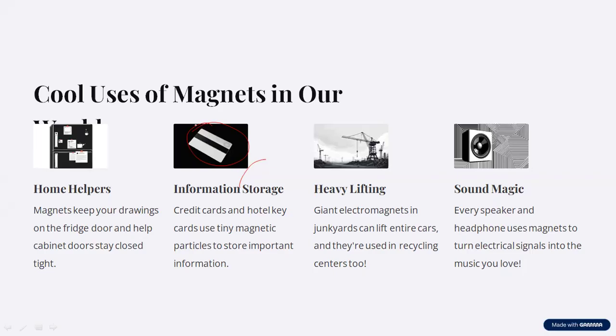Then the last one is the sound magic. Every speaker, that means the music you are listening to, the speaker is also using magnets, and this is basically producing electrical signals that get converted into music signals, right? So if you happen to open up some old speaker, that is a music box, then you can see a round, circular magnet which is used on the surface of the speaker. So magnets are also used in speakers or in the music box.